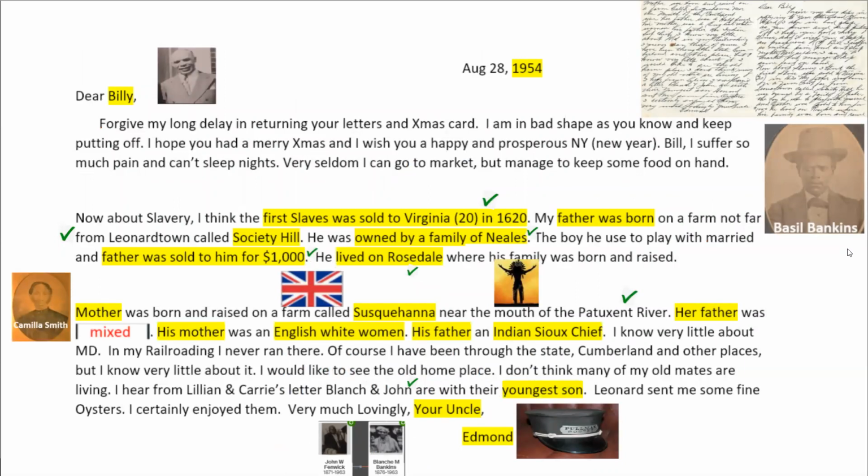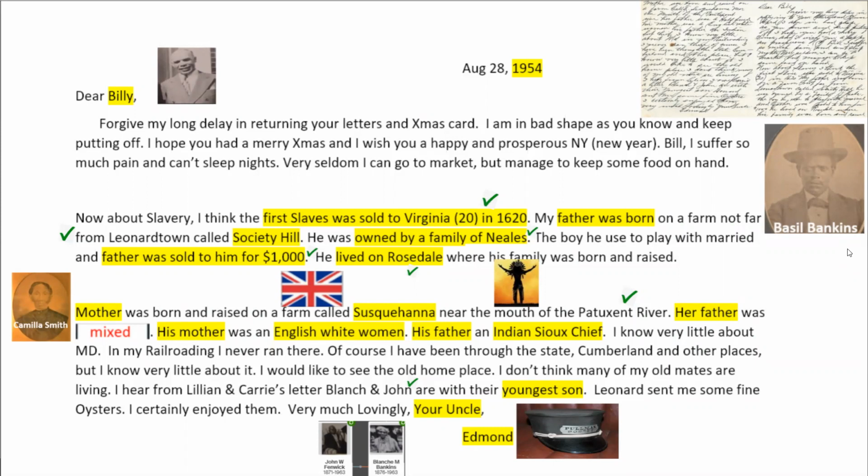Then he goes on to talk about his father, Basil Bankins. And he says, father was born not far from Leonardtown, in a place called Society Hill. He was owned by the family of Neals. Now, so yes, he was enslaved. He knew who the enslaver was. The family was Neal. There was a country doctor and the doctor's son, who also became a doctor. They both were named Francis Neal. They went by Frank or Francis Neal, both country doctors.